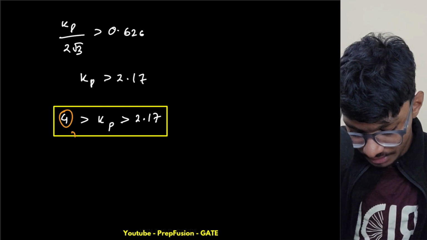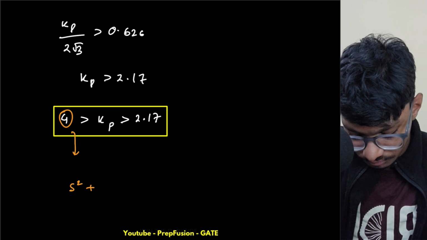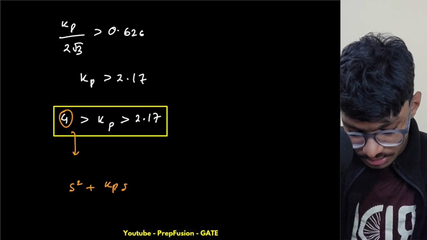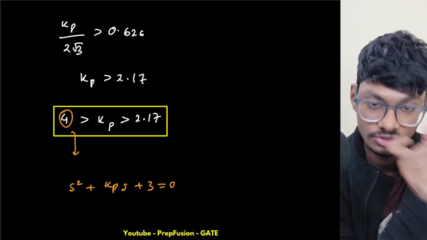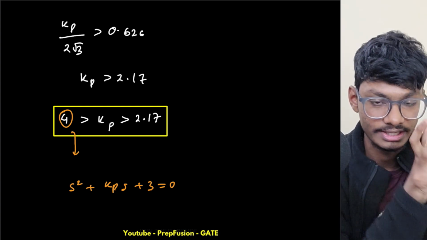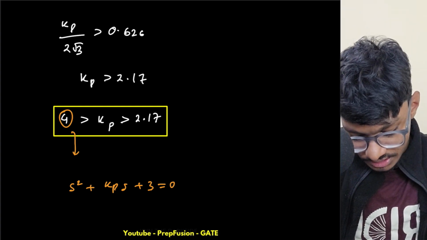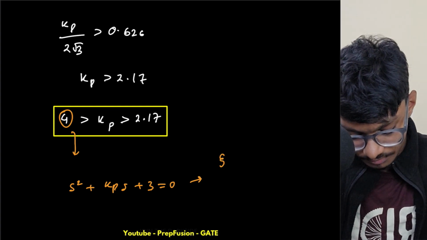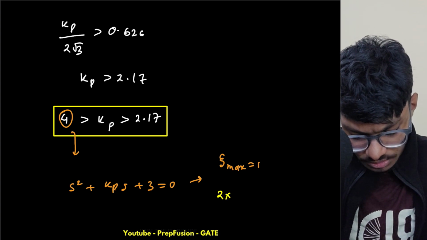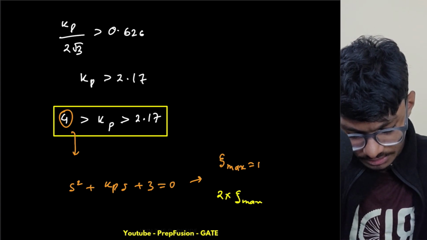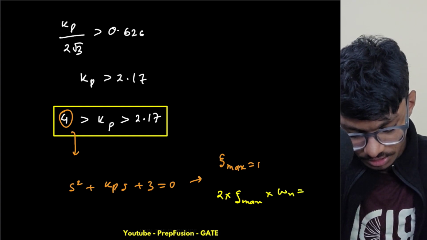So what will happen here? My equation is s square plus Kp s plus 3 equals to 0. So my zeta at max can become equal to 1. That is the limiting condition. Zeta less than 1 is underdamped. So if zeta maximum equals 1, that means 2 times zeta max times omega n, which is root 3 and constant in our case, is Kp.